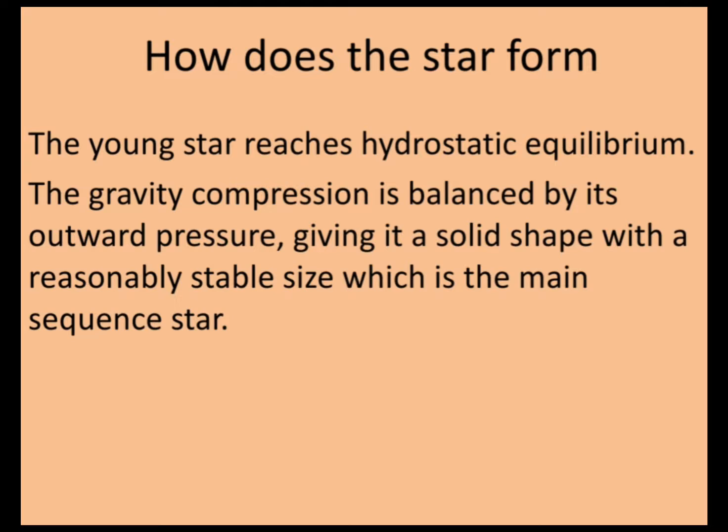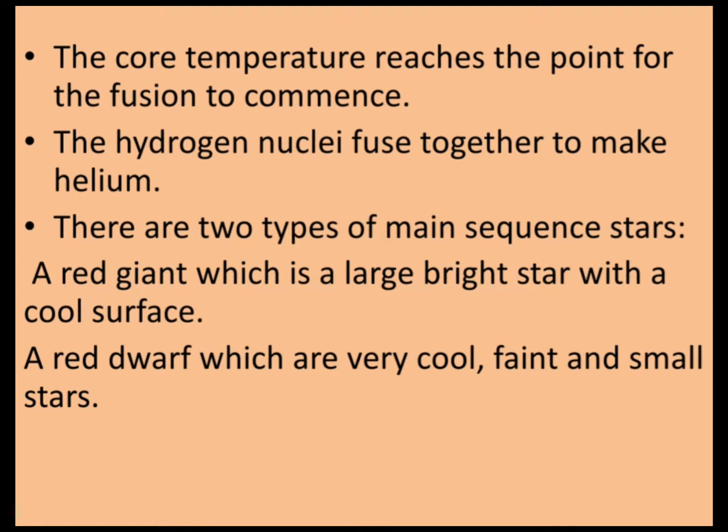The young star reaches hydrostatic equilibrium, where the gravity compression is balanced by its outward pressure, giving it a solid shape with a reasonably stable size, which is the main sequence of the star. The core temperature reaches the point for the fusion to commence. The hydrogen nuclei fuse together to make helium. There are two types of main sequence stars: a red giant, which is a large bright star with a cool surface, and a red dwarf, which are very cool, faint and small stars.